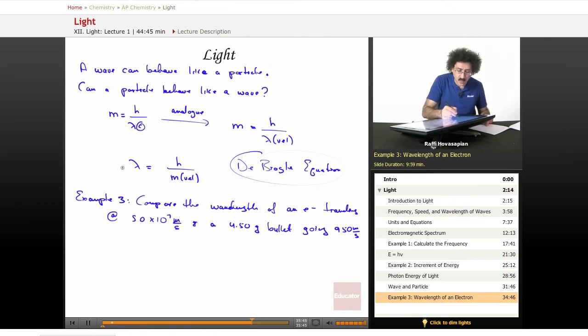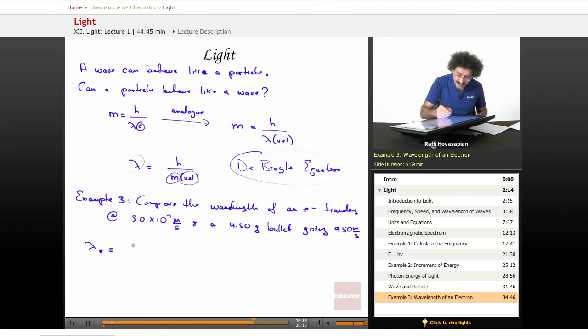It actually gives us the wavelength associated with a certain mass moving at a certain velocity. So we have an electron that's traveling at 5.0 times 10 to the 7 meters per second, very, very fast, and a bullet, which is 4.5 grams, and it's going 950 meters per second, also very, very fast. We want to see what the wavelength is associated with that. What's the wave-like property of that particle? Okay, so let's go ahead and calculate the wavelength of the electron.